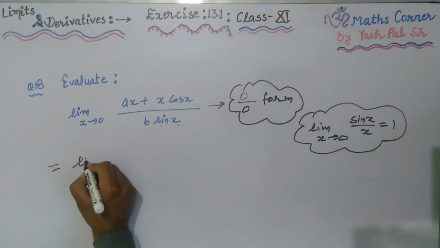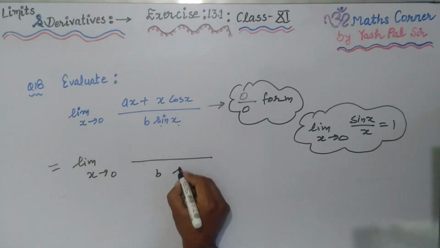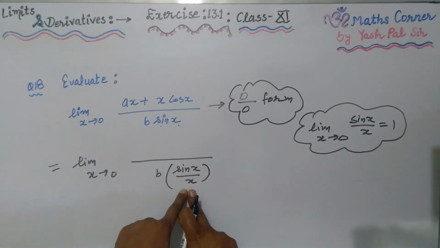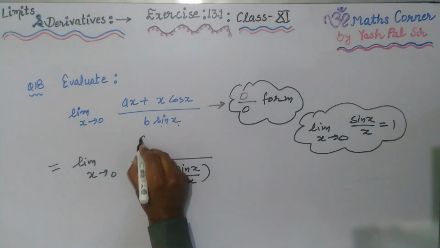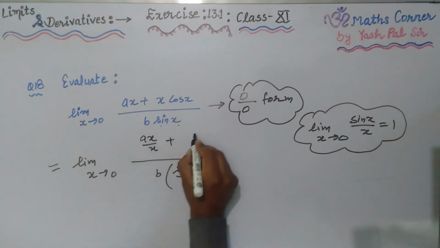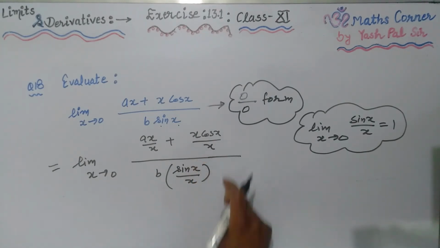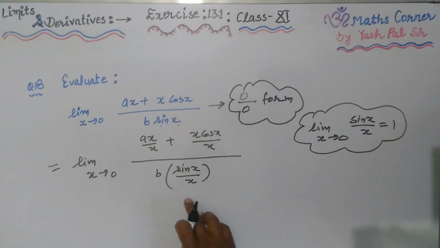So we have limit x approaches 0. In the denominator we write sin of x divided by x, meaning the denominator is divided by x, so in the numerator we also have to divide by x. So here this becomes ax upon x plus x into cos of x divided by x. Because in numerator and denominator we have to do the same: if we are dividing by some number, we divide the numerator also, and if we are multiplying by some number, we multiply in numerator and denominator as well.